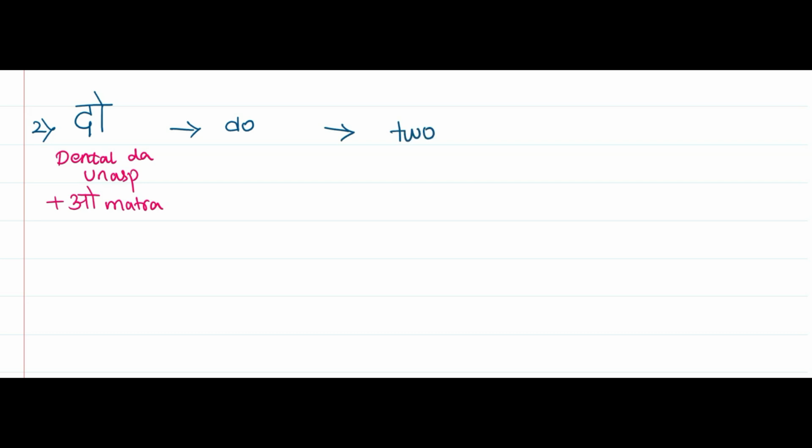Okay. So we'll go to the second one now. Try to pronounce it. So this is a dental the, right? And this is unaspirated, right? So the, and the barakhadi is o barakhadi, right? So this is called as do. Do means 2. So we learned ek, do.